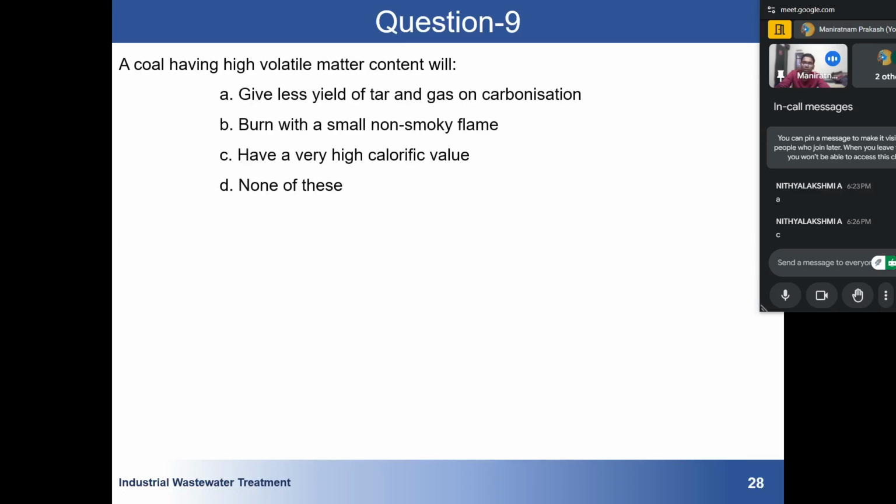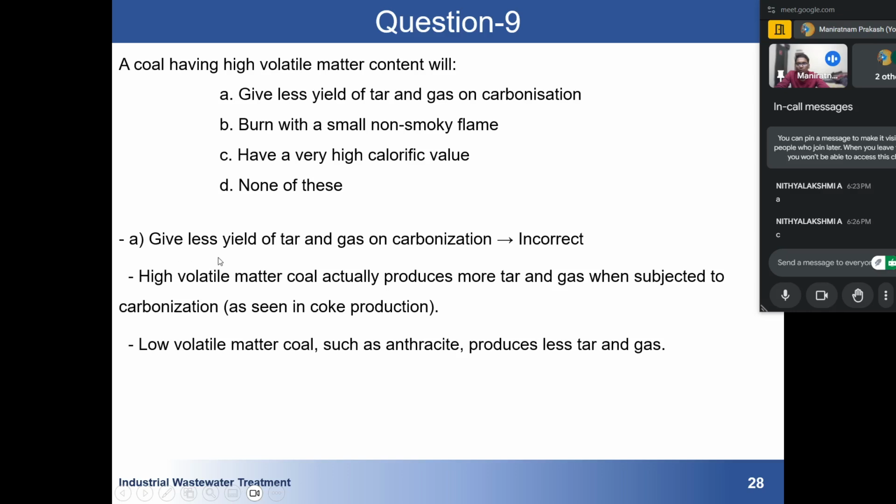Question number 9. A coal having high volatile material content will: give high amount of, give lesser yield of tar and gas on carbonization, burn with a small non-smoky flame, have very high calorific value, or none of the above. Anyone?